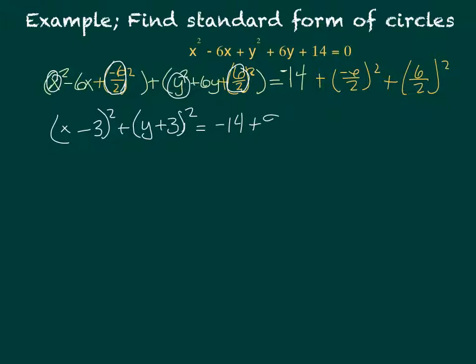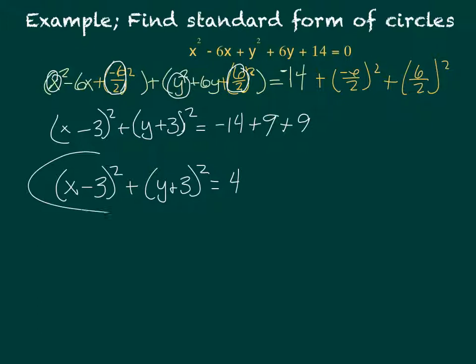Negative 3 squared is 9. And then 6 over 2 is 3. 3 squared is 9. So plus 9 plus 9. And then my final answer, if I were to just simplify that out, I would get (x minus 3) squared plus (y plus 3) squared equals 14. Negative 14 plus 9 is actually going to be 4 then, 18 minus 14. So that is my standard form equation.